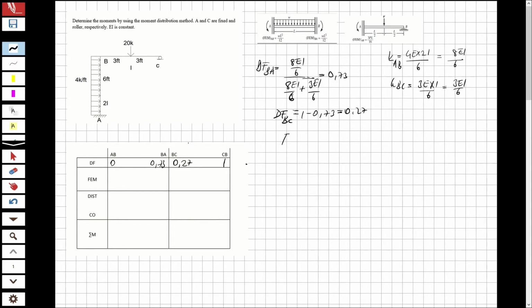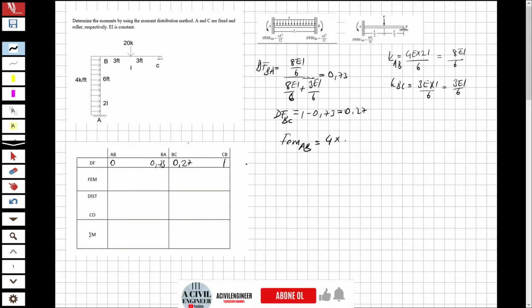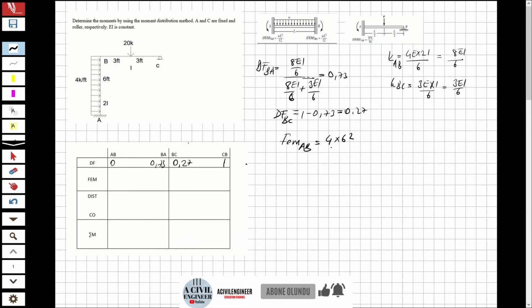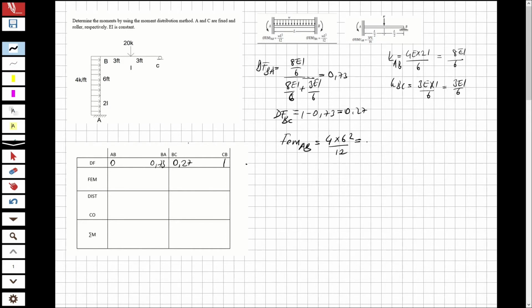Let's calculate the fixed end moments. Fixed end moment from A to B will be wL squared over 12, which is 4 times 6 squared over 12, and that will be equal to minus 12. And for the fixed end moment BA it will be equal to 12.